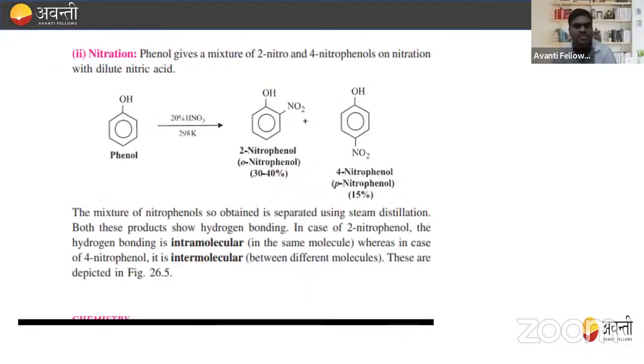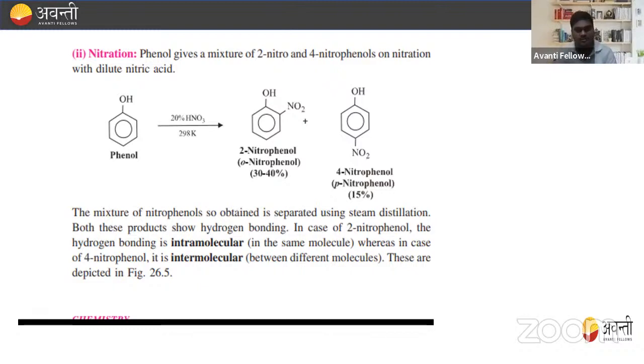Similarly, phenol gives a mixture of 2-nitro and 4-nitrophenol on nitration with dilute nitric acid. So if the nitration of phenol takes place in the presence of 20% HNO3, that is dilute nitric acid, we'll get 2-nitrophenol and 4-nitrophenol. So ortho-nitrophenol is 30 to 50%, and para-nitrophenol will be 15%. The mixture of nitrophenols is separated using steam distillation.